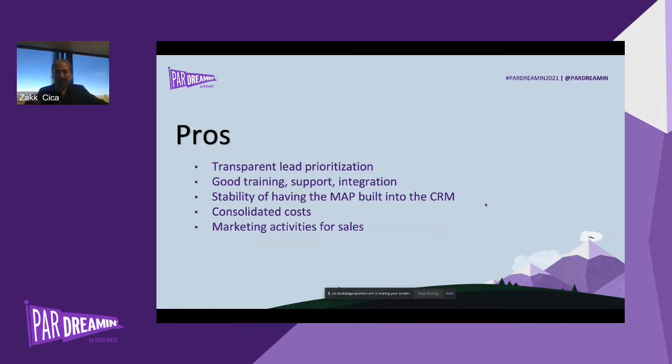And for the record, Marketo was the most expensive. There was a time when Marketo was cheap, and that's why it built up and really became a strong competitor with Eloqua. So again, the consolidated costs and those marketing activities for sales. In Eloqua, the insights a lot of times wouldn't work. Now the marketing activities from Pardot are right in the Salesforce feed.